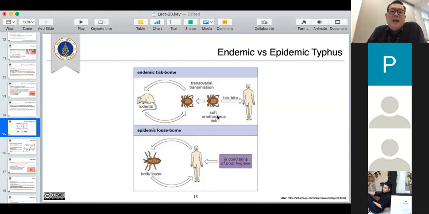But endemic typhus bacteria can infect rats and other rodents, or fleas sometimes coincidentally bite humans. That can transmit the bacteria to humans. That's different, okay? The symptom is quite similar.